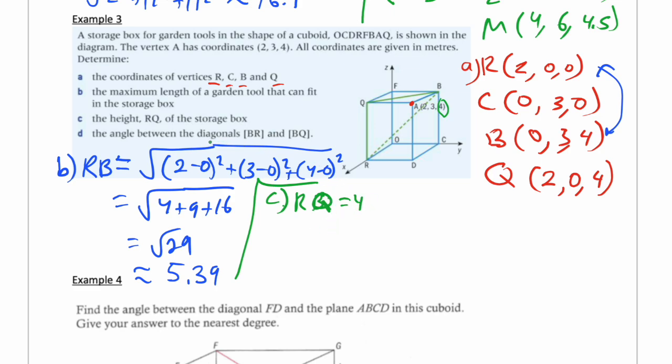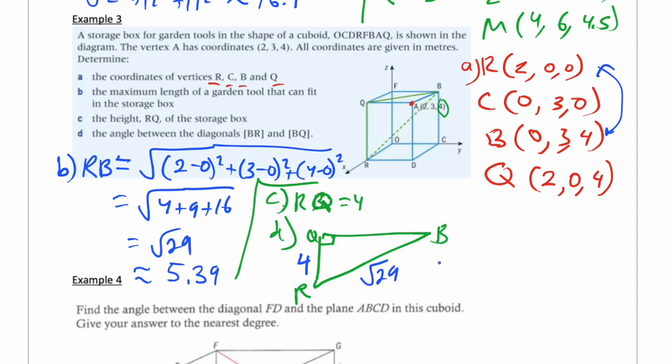Now the angle between the diagonals BR, which is given, and BQ. We want to get the angle between those two. Well, let's draw that triangle. This is a right angle triangle at point Q. It's right angle. That's R and that's B. That's this triangle in here. And we know this one here. We just saw that this is 4. And in part B, we calculated this is root 29, or about 5.39. So you can work out the angle here.